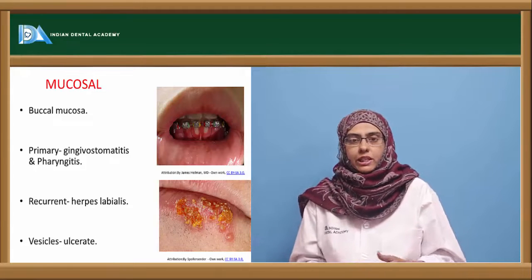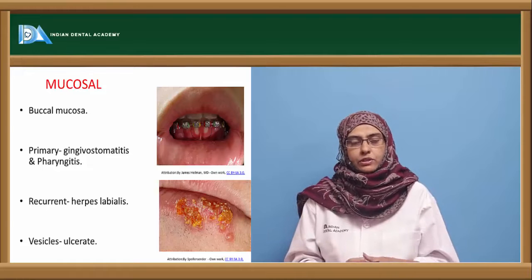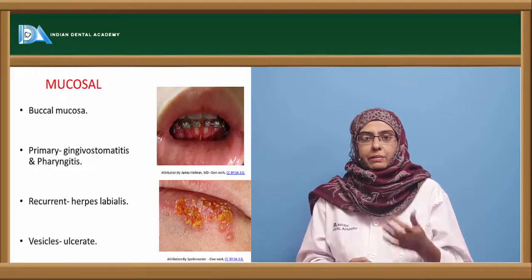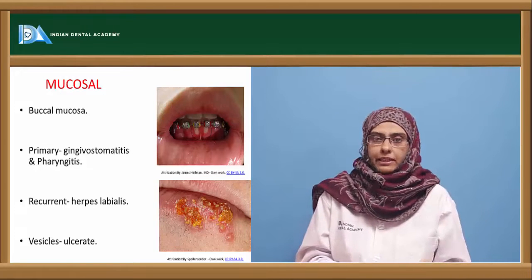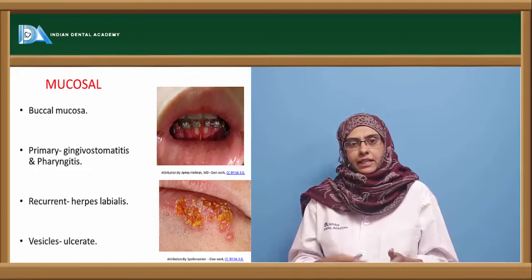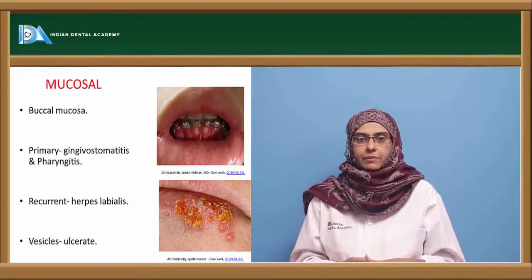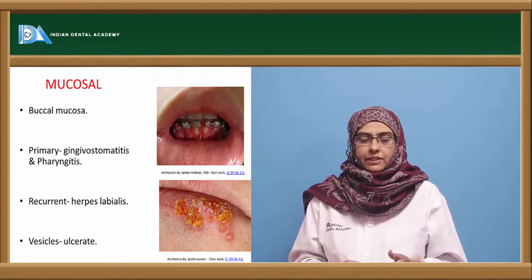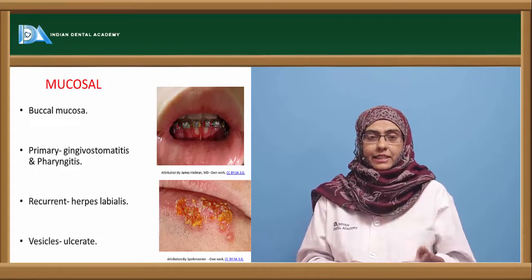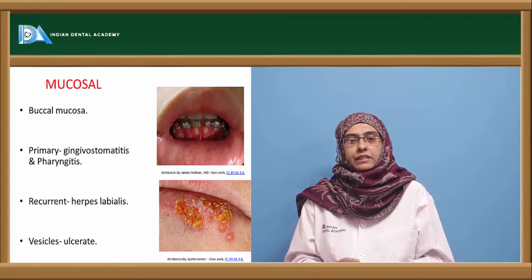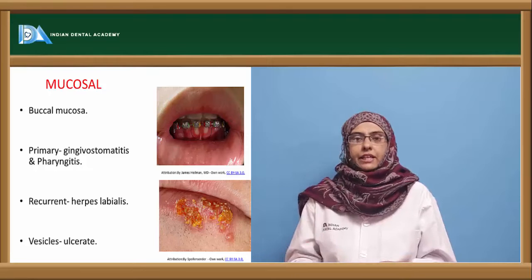Now coming to the next important part where the organism has the ability to attack and cause a lesion, it is the mucosal layer. Mostly the buccal mucosa is affected, leading to the primary infection called gingivostomatitis and pharyngitis, and the latent infection is usually herpes labialis. Here the vesicles ulcerate and break down within 48 hours and can lead to secondary infections.